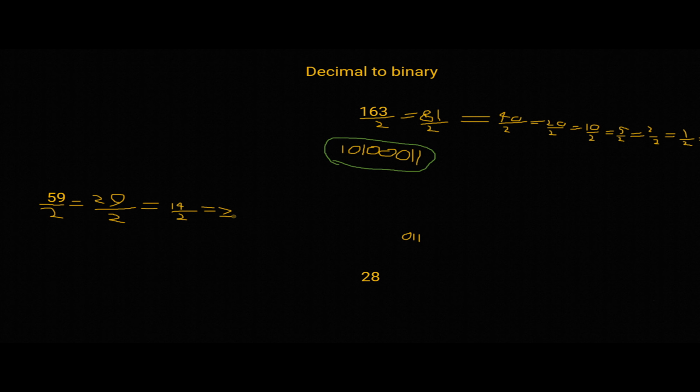7 divided by 2 is 3.5. And so we have a remainder. We'll go ahead and dismiss it. Throw it out. And 3 divided by 2 equals 1.5. So we have a remainder. We'll get rid of the remainder. 1 divided by 2 equals 0.5, and we have a remainder.